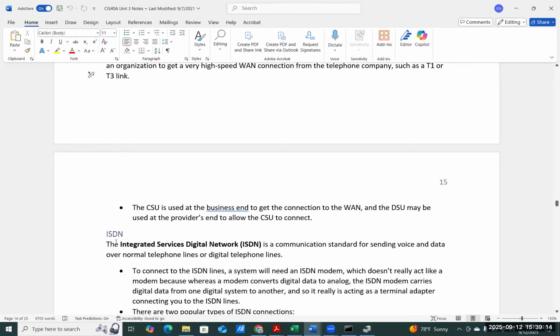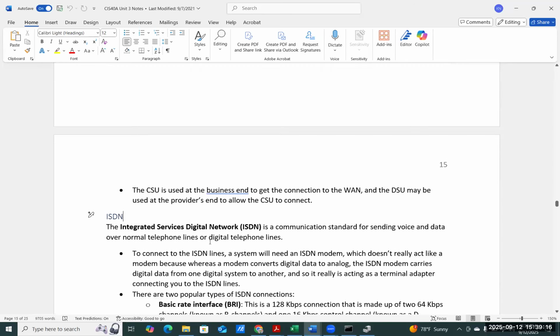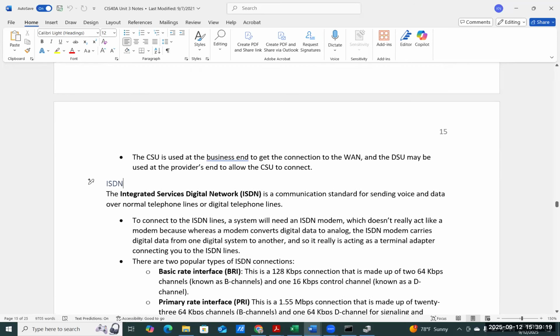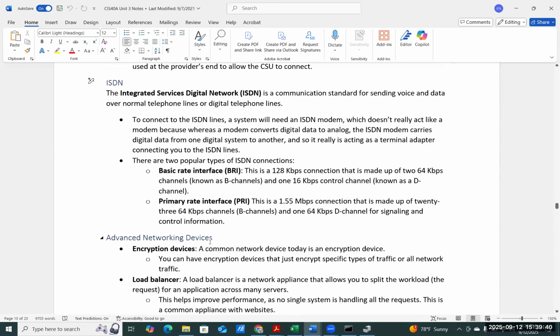And then I also installed quite a bit of ISDN. So integrated services digital network, this is old technology. Now, some companies still keep this as a backup line. This was very expensive, and it still is if you're using it because of supply and demand. You basically pay by data rate. And so it's a very slow connection. So you have your BRI, which is 128 kilobit per second, and then your PRI is at 1.55 megabit per second.